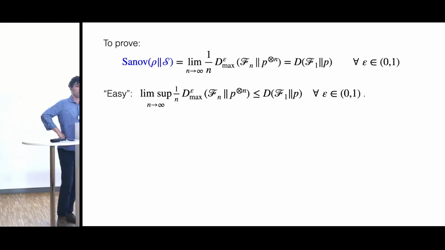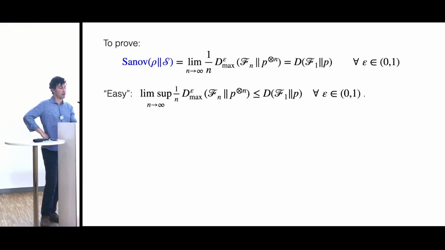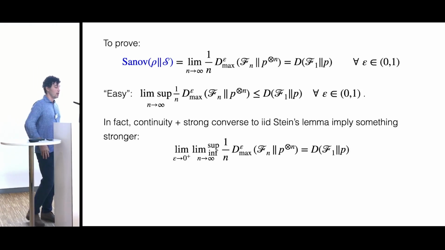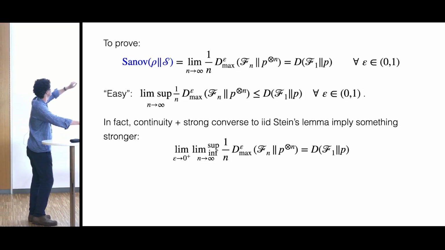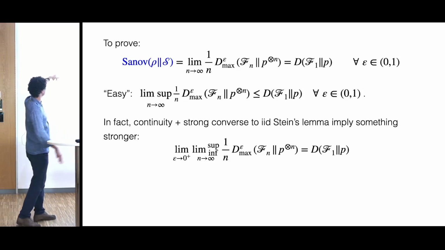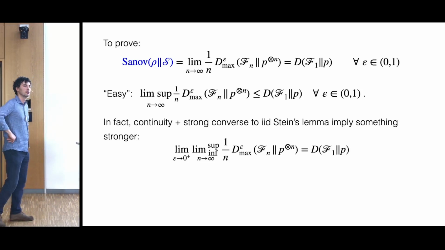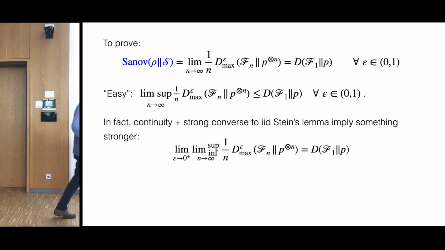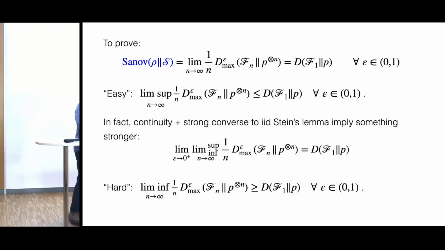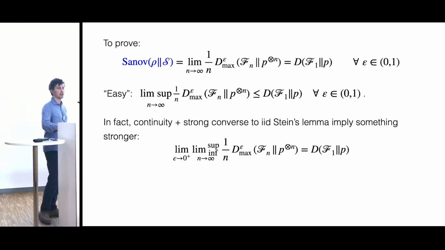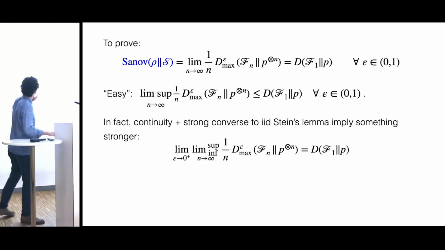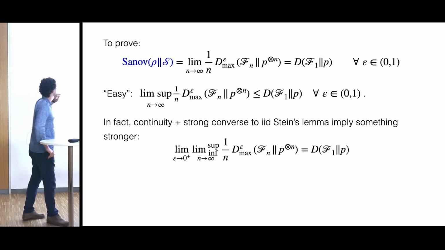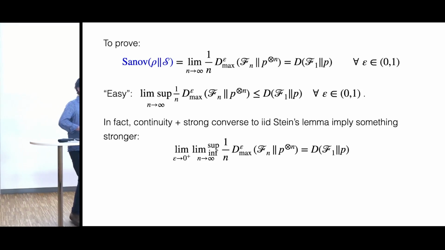And in fact, with a little more work, you can prove something a bit more powerful, namely that if you take the limit epsilon going to 0 of the left-hand side, you get exactly the right-hand side, for both lim inf and lim sup over n. This is not too difficult to prove. You need to use asymptotic continuity of the relative entropy and the strong converse to the IID Stein's lemma.